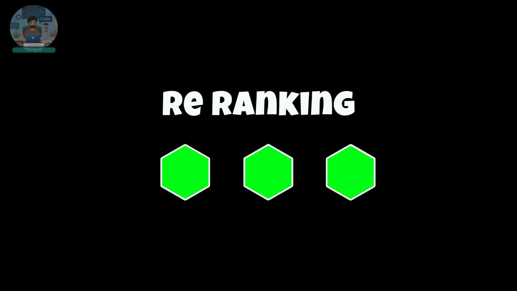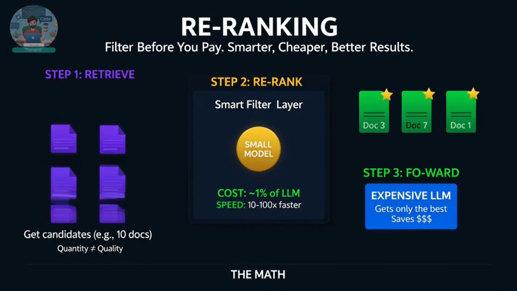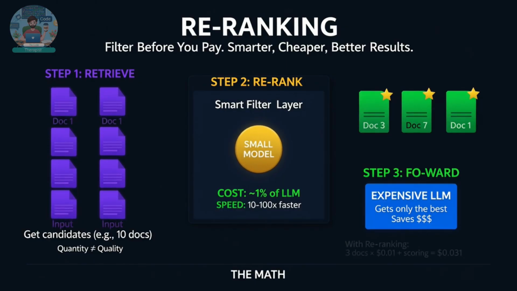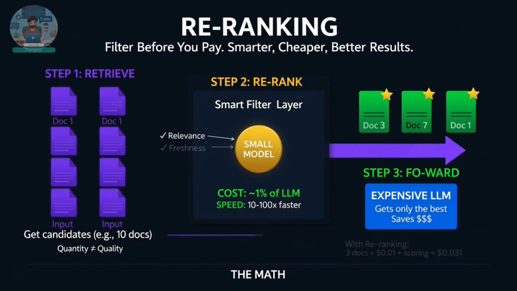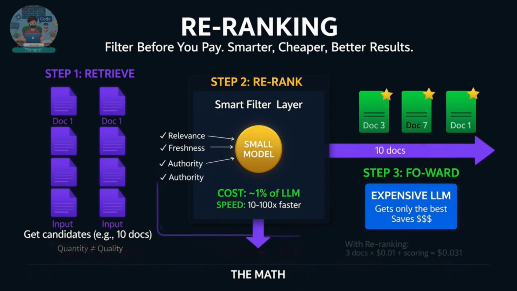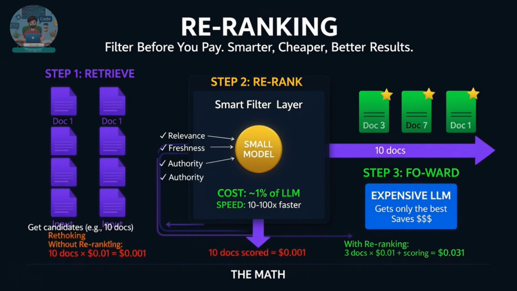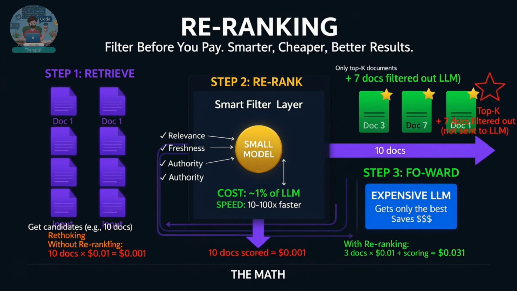Next, re-ranking. After you retrieve, say, 10 documents, don't send all of them straight to an expensive LLM. Instead, use a smaller, faster model to rank those documents by relevance. Then send only the best ones forward. That does two things at once. It improves accuracy and it saves money. That mindset, optimizing quality, cost, and performance, is what separates developers from true AI architects.